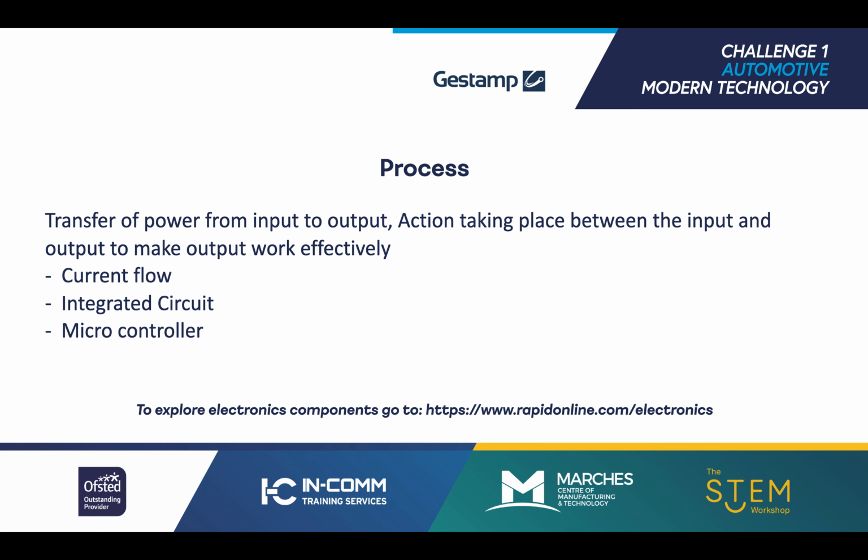So the process is the transfer of power from the input to the output. So the action that's taking place between the input and output to make the output work effectively. So the process might be the current flow. You might have an integrated circuit that monitors and controls the components while that current is flowing through your circuit. Or you might make use of a microcontroller where you can actually program and control certain components. We will look at this in a bit more detail in the next tutorial, where we'll look at programming certain components.